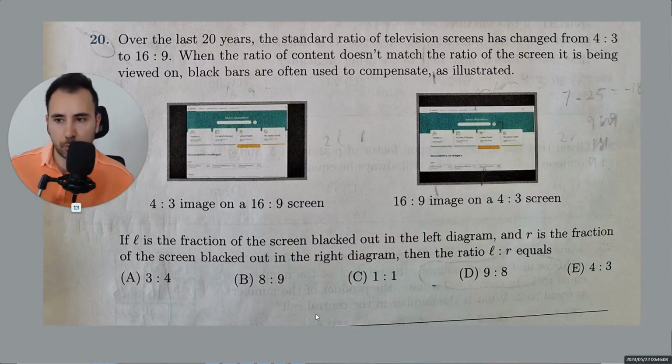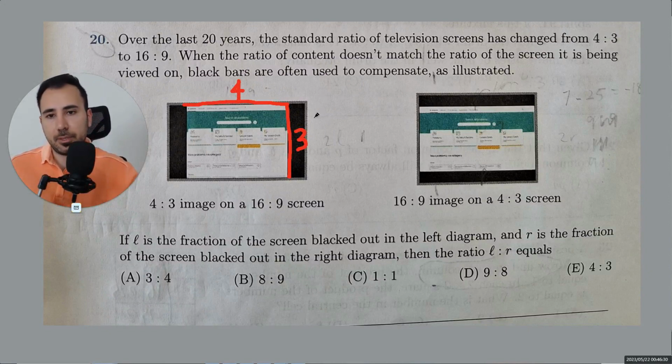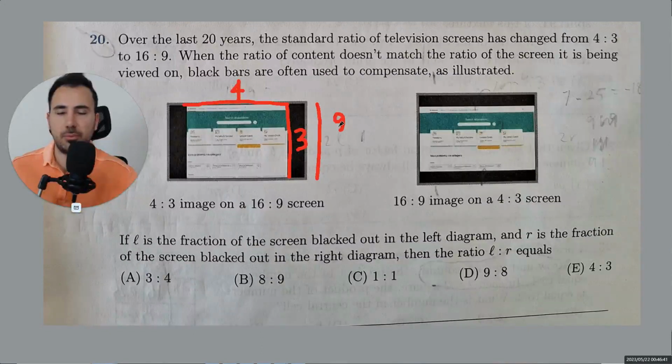It's a ratio question, so we could assume any numbers that we want, right? This is 3. 3 what? It doesn't matter. 3 meters, inches, feet, kilometers, doesn't matter. So this is 3, this is 4. Now, this one is 9. But the units wouldn't be the same. If this is 3, this wouldn't be 9. It's a different unit. Right? So what to do?